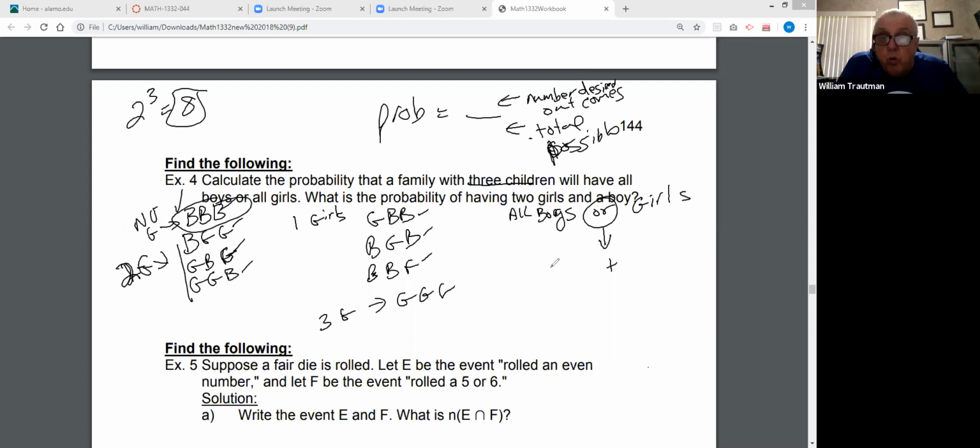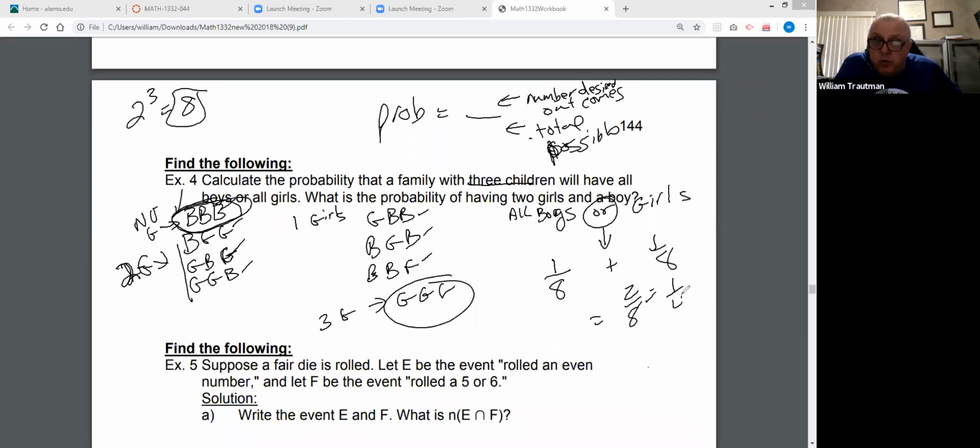There is 1 out of 8 that's all boys. Do you see right here? This is all boys, only 1 out of 8 total. And all girls is 1 out of 8 also. When you add those together, you get 2 out of 8, which reduces to 1/4. So finding the probability of all girls or all boys, or means you add the 2 together. 1 for all boys, 1 for all girls. So that's 2 out of 8, which reduces to 1/4.